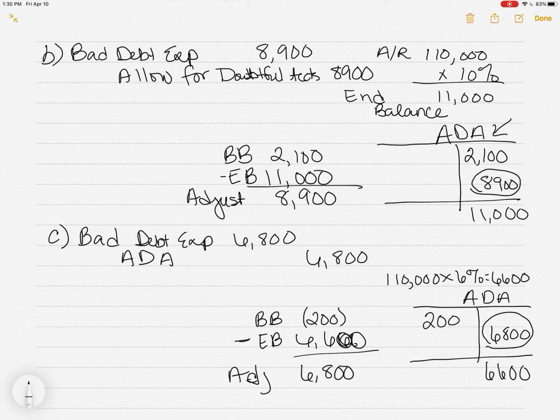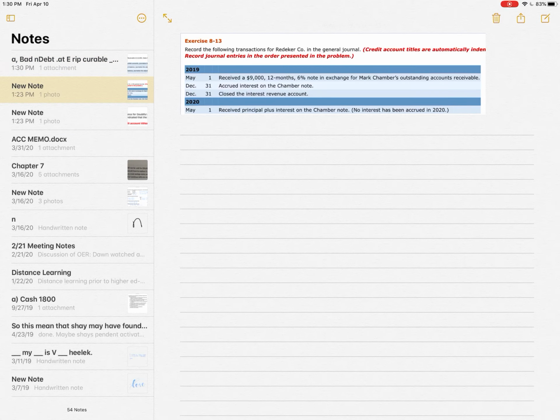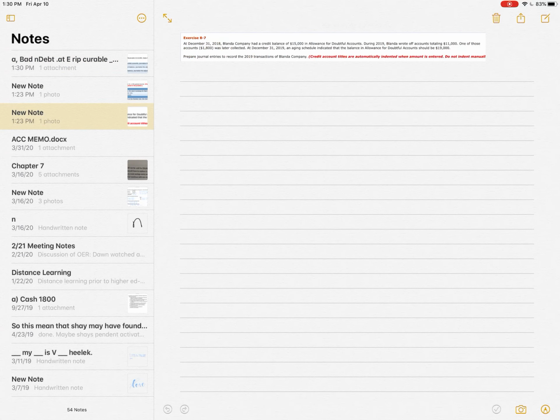So that's a good example of how we adjust our allowance for doubtful accounts. Now let's look at what happens when somebody doesn't pay us. Oh, that's this one.